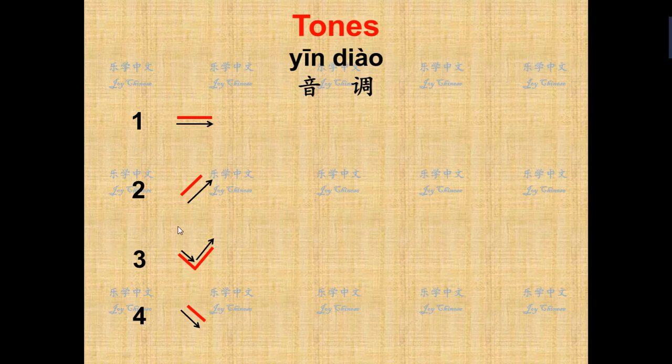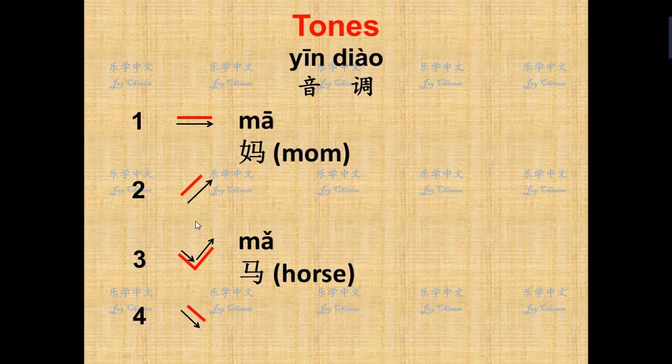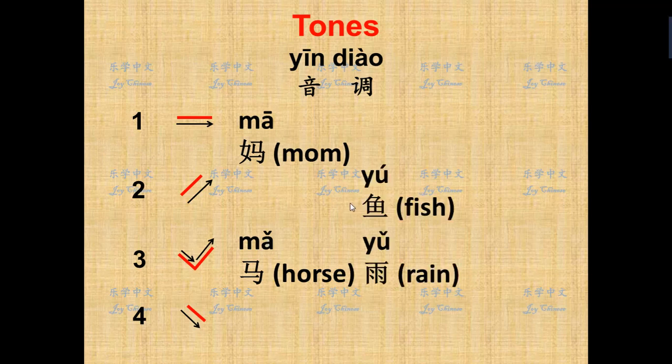For example, the first word is mom, which we pronounce with the first tone, mā. But for horse, we have the third tone, mǎ. So when you're talking, if you mix up these words, you don't know if you're talking with mom or talking with a horse.